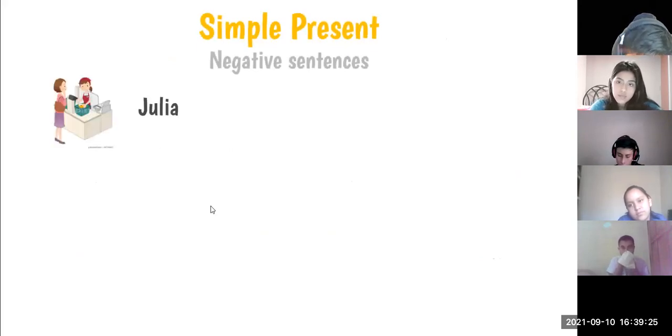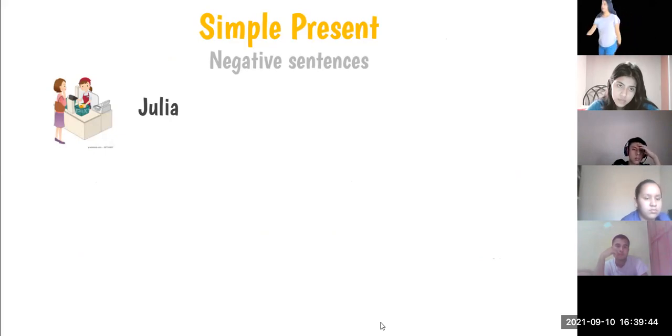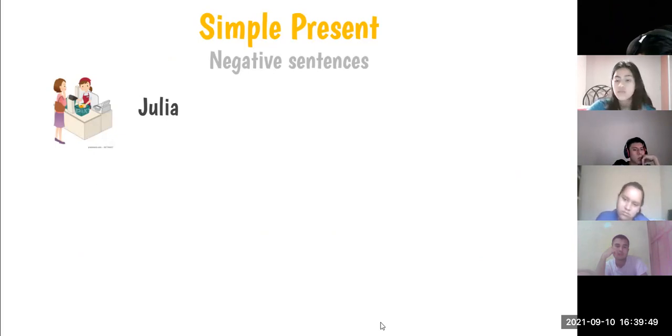Here we have Julia again. What can we say about Julia in the negative form? Julia doesn't a receptionist. Doesn't is a receptionist.